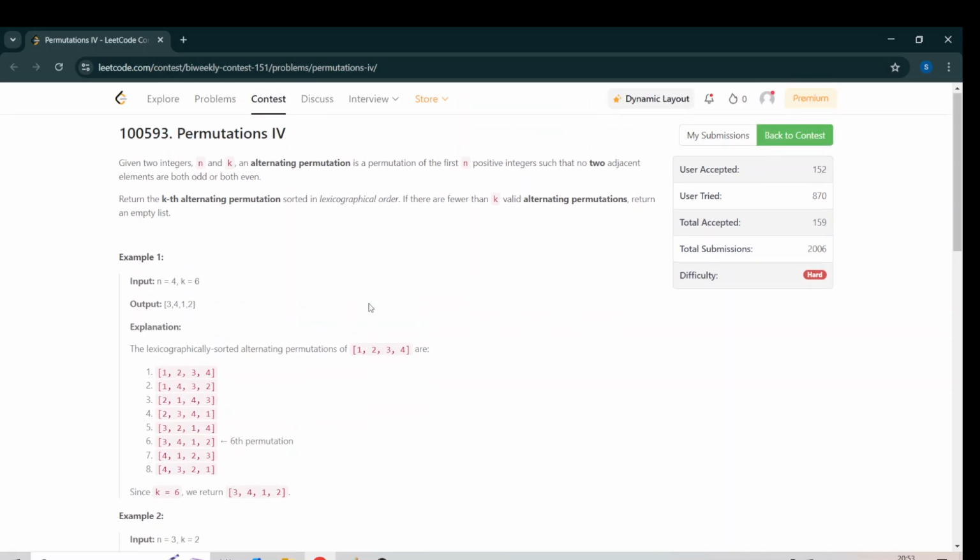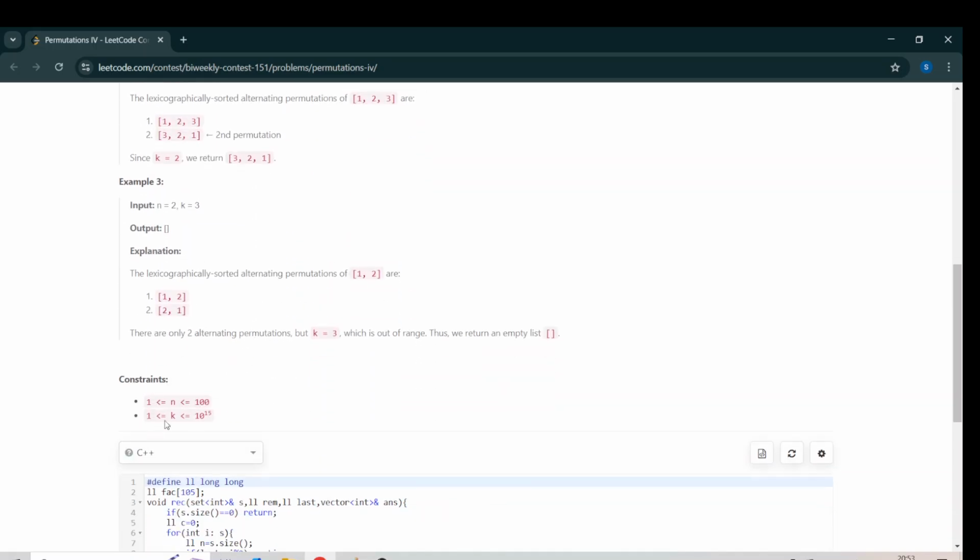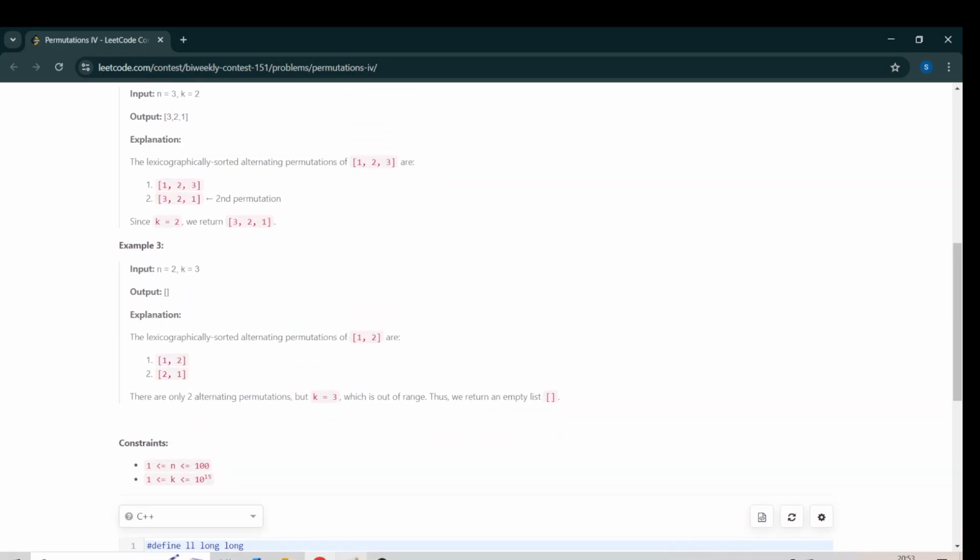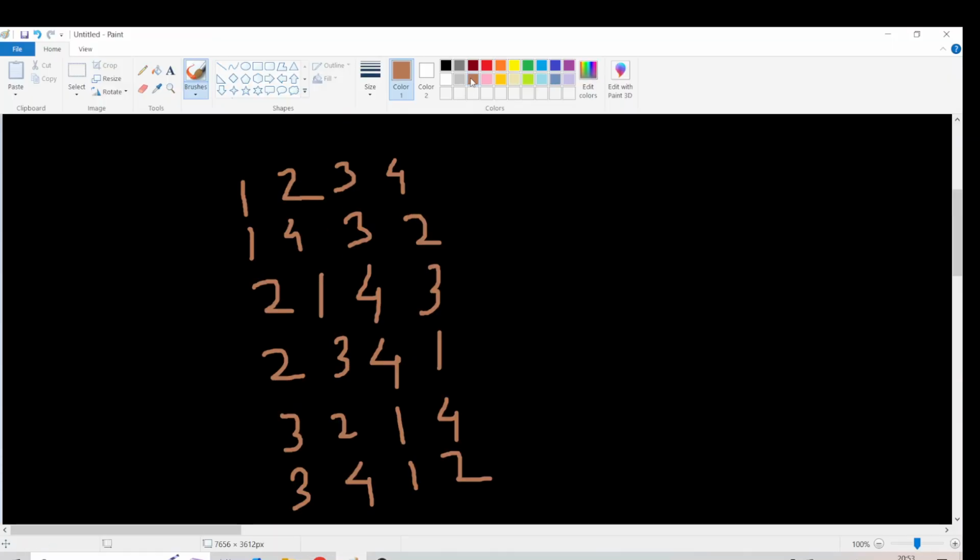So how can we solve this problem? Before going to the solution, let's discuss the time complexity. Here n is 100 and k is 10 to the power 15, so it is not possible to iterate over each and every possible permutation. If we try to construct every permutation up to k, that is definitely not possible.